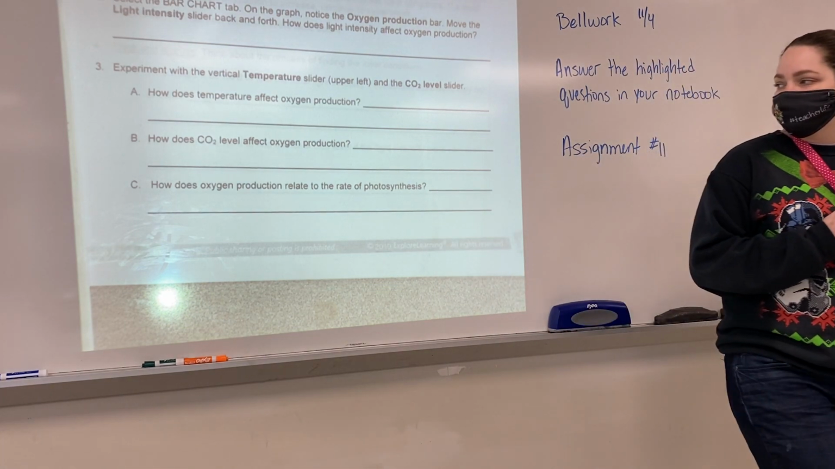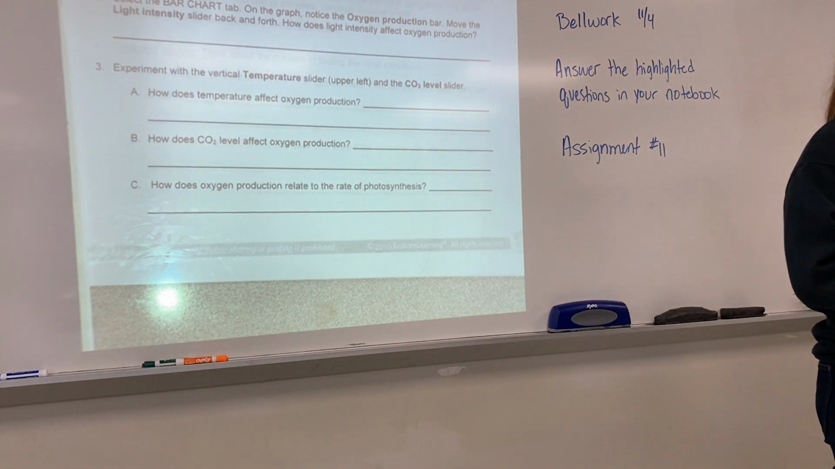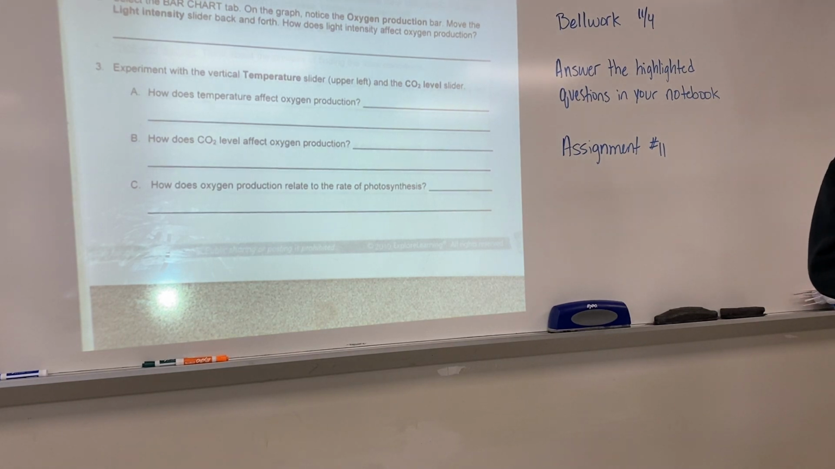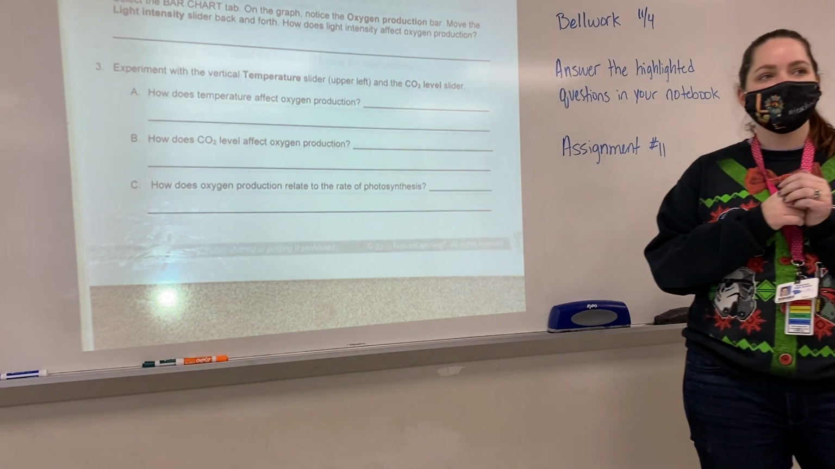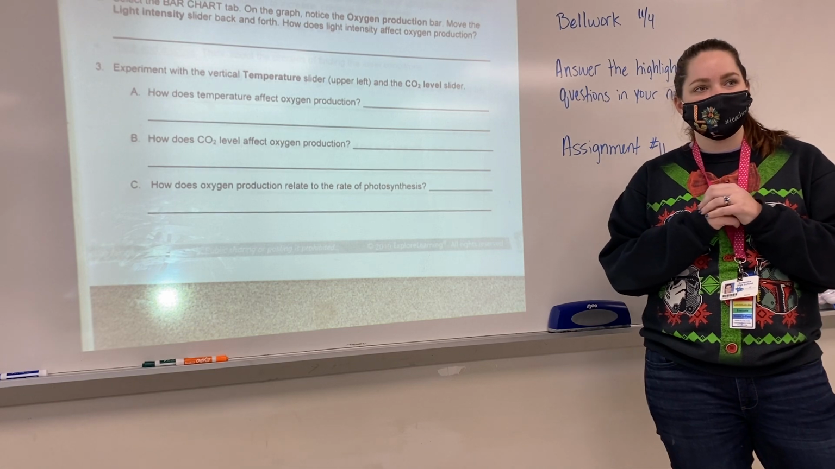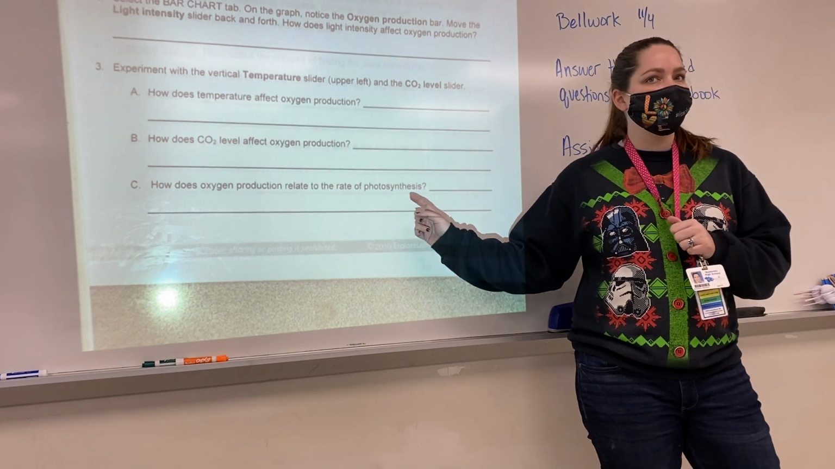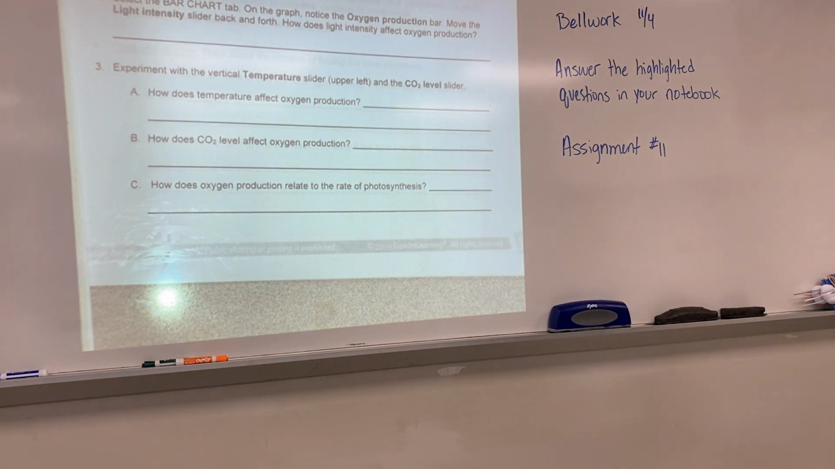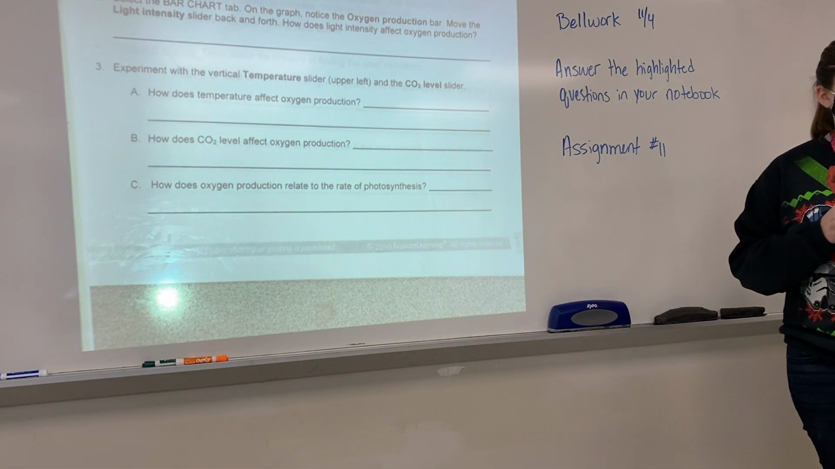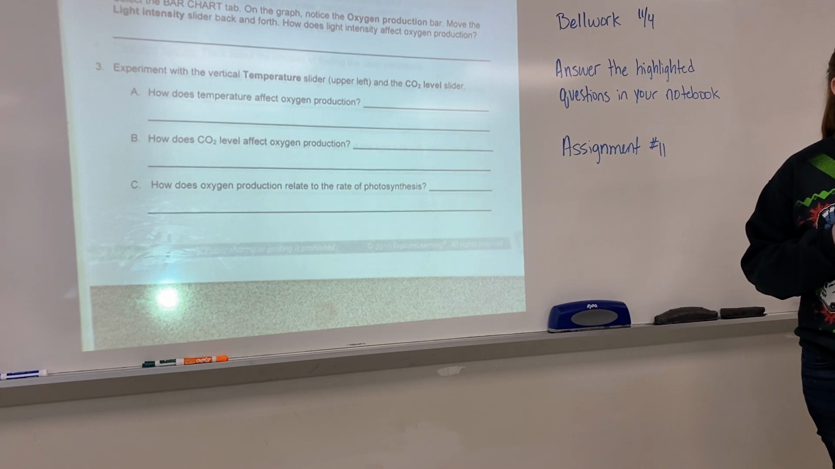So how does your oxygen production relate to the rate of photosynthesis? Yes, Renee? Because if there's too much oxygen, yes, but flip it the other way. So if you do not have photosynthesis occurring, will you have any oxygen being produced? No. Very good. So if your rate of photosynthesis is low, then you will not have a lot of oxygen being produced. If your rate of photosynthesis is high, then you will have a lot of oxygen being produced. All right?